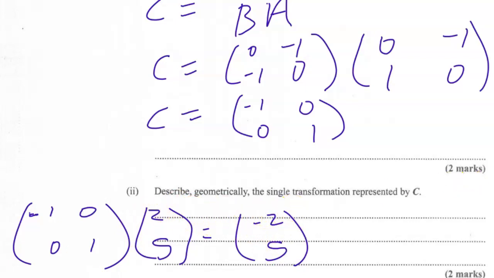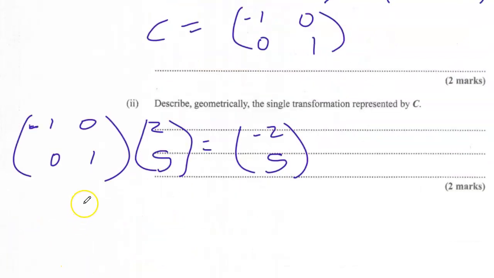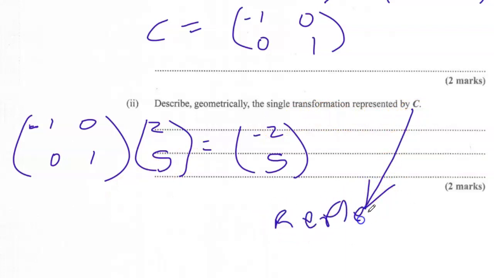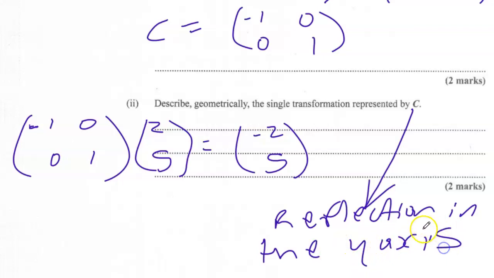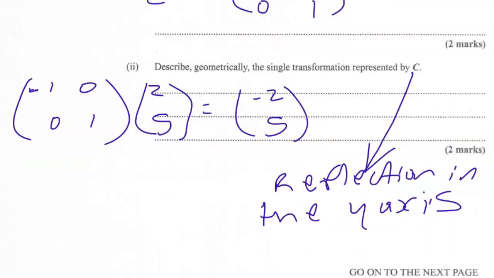What type of transformation does that? It's a reflection. So this transformation represented by C is a reflection in the y-axis. Because when a coordinate is reflected in the y-axis, the x-coordinate will change its sign, and the y-coordinate remains as it is.